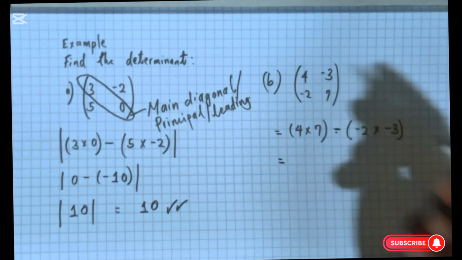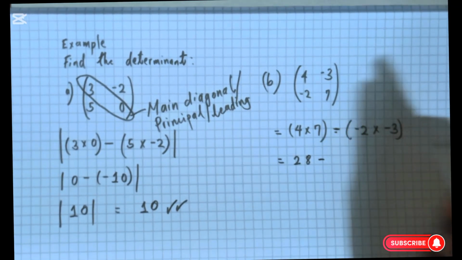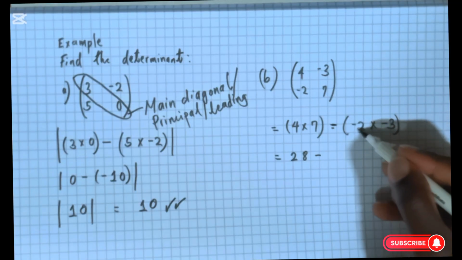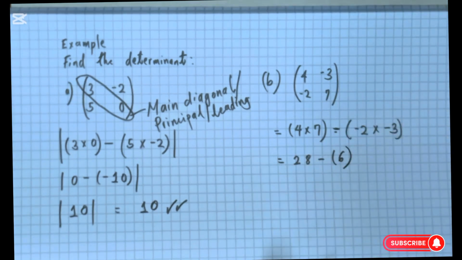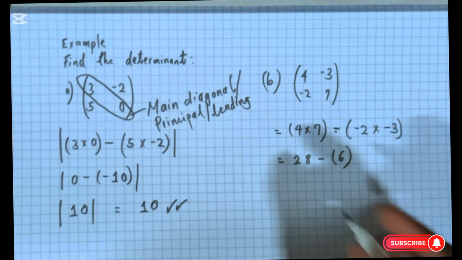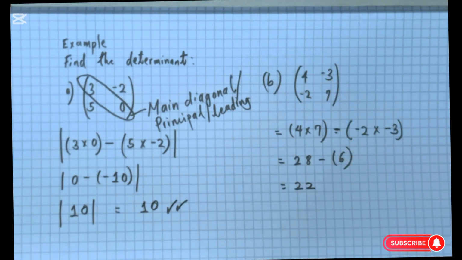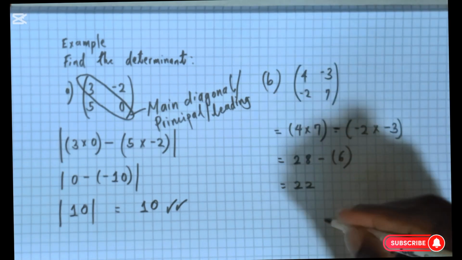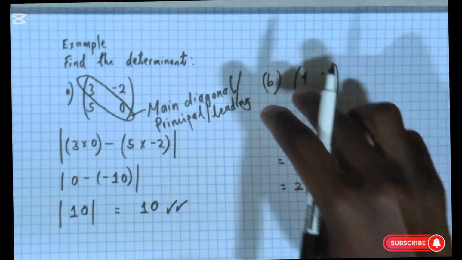So that is going to leave us with 4 times 7, giving us 28, minus negative 2 times negative 3, leaving us with positive 6. So basically this is 28 minus 6, which is going to give us 22. And whatever the case, we are always going to take the absolute value. Absolute value, for those of you who do not know, is the positive number. If it was, let's say, a negative number, we would have treated it as a positive number. So the absolute value here is 22, so we don't have to do anything anyways. So this here is going to be the determinant of this particular matrix.